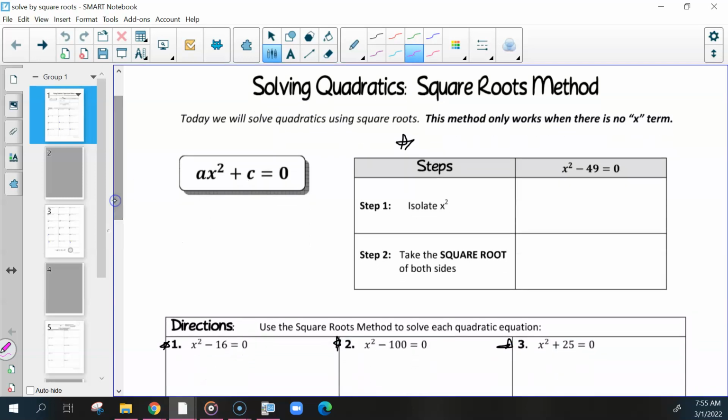Okay, so for this, we're trying to get x squared by itself. So we're going to get everything else away from it. How would we do that? Add 49 to the other side. Also, if you don't have your calculator, go grab it.